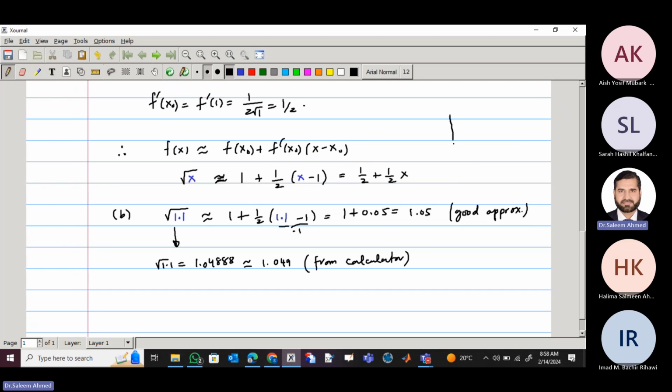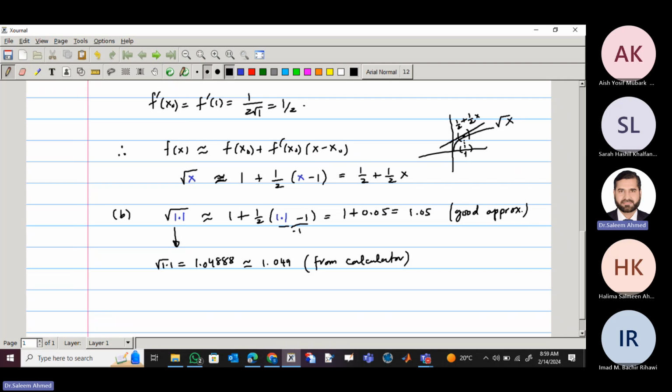So see, if I draw it, the square root of x function is this one. This is square root of x, right? And at x equal to 1, if I draw a tangent line, this is the tangent line, half plus half x, right? So this is the other function. If I keep myself close to this 1, then my approximation will remain very good.